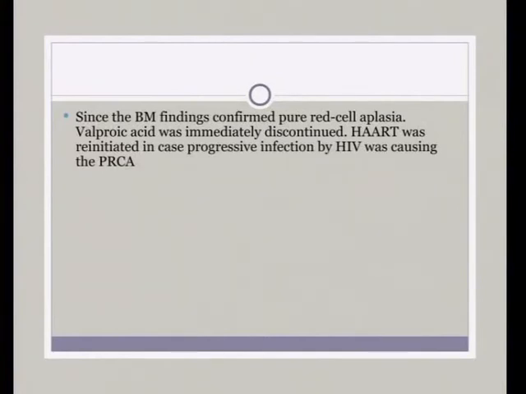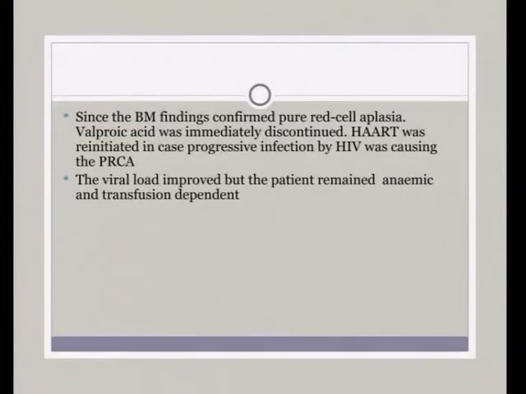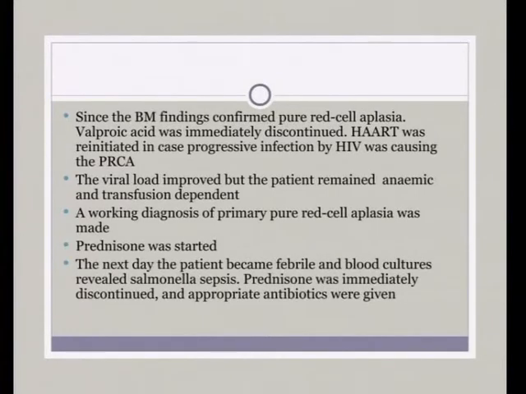So the valproic acid was immediately discontinued and HAART was initiated again, because they thought, let's exclude HIV as a possible cause for the pure red cell aplasia. Viral load improved, but the patient remained anemic and transfusion dependent. The working diagnosis was made of a pure red cell aplasia. Prednisone was started. And then the next day, the patient became febrile. Blood culture showed salmonella sepsis. Prednisone was immediately discontinued and appropriate antibiotics administered.